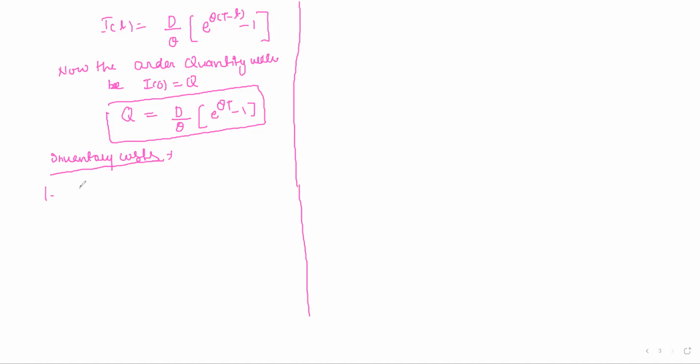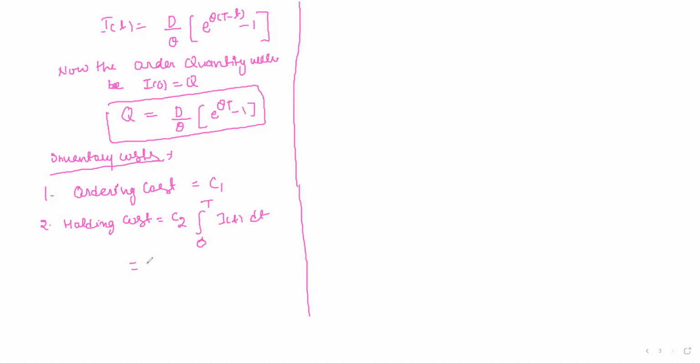So the first one is ordering cost. Ordering cost is C1. The second cost is holding cost. Holding cost is calculated as C2, the per unit cost for holding, and the inventory is held in the duration 0 to t. So the limit will be 0 to t, integral of I(t) dt.